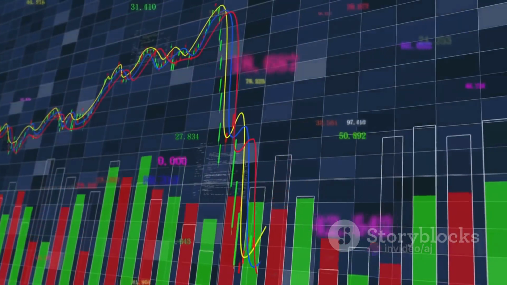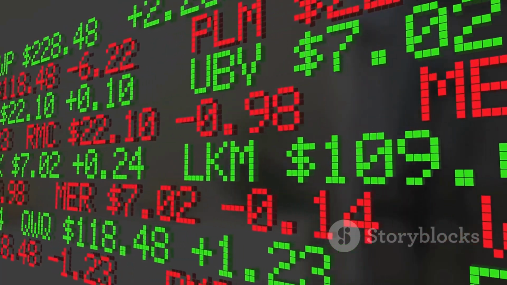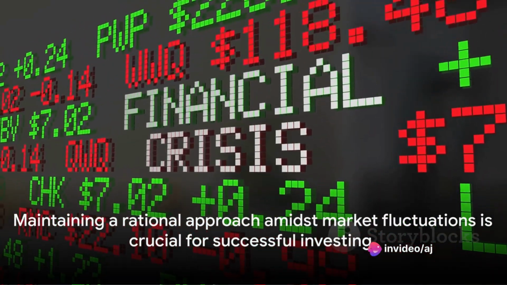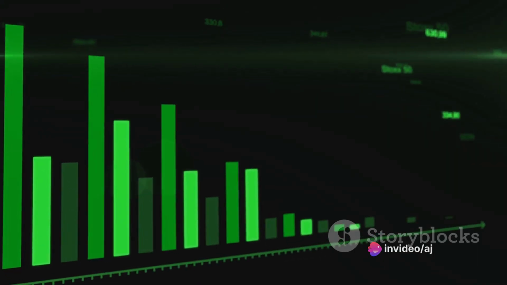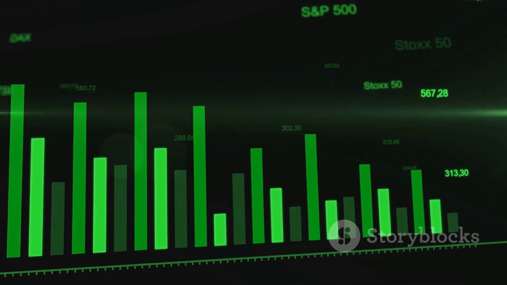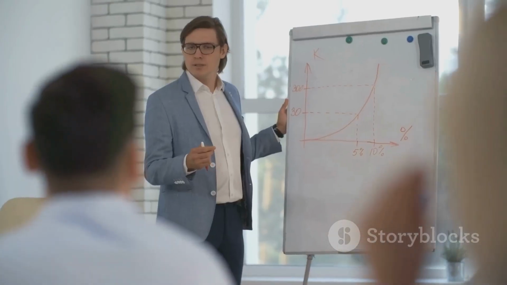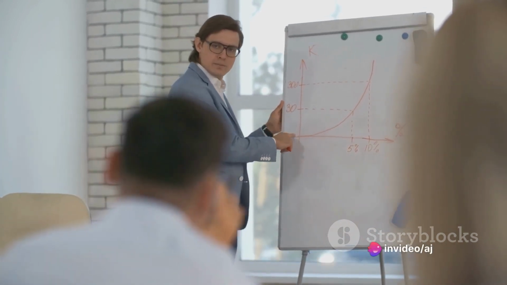This is an example of herd mentality where investors followed the crowd in a mad rush to sell, often to their detriment. These historical events underscore the importance of maintaining a level-headed approach to investing. It's essential to base your investment decisions on sound financial analysis and not get swept up in market euphoria or panic. Investing isn't just about numbers and trends, it's also about understanding human behavior.